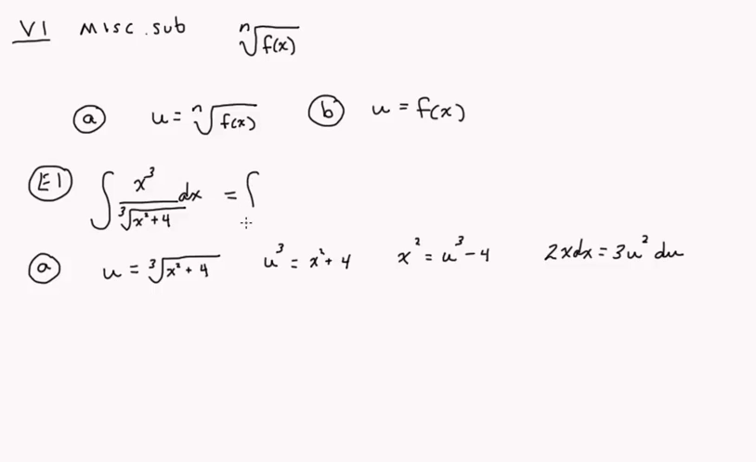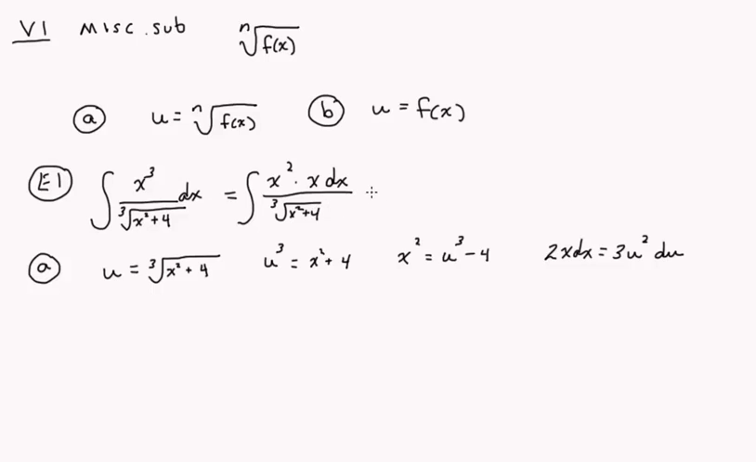So looking at this, we have an x cubed. I don't have an equation for x cubed yet, but I could write this as x squared times x dx over the cubed root of x squared plus 4.